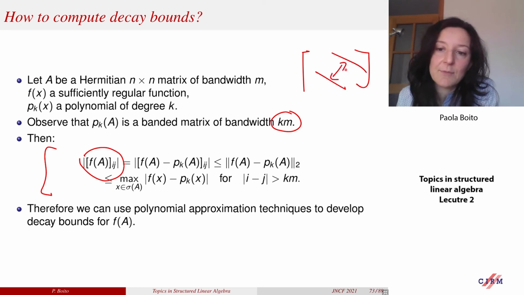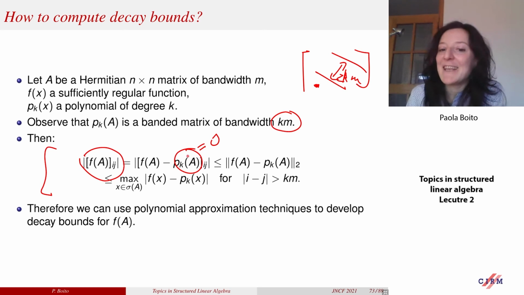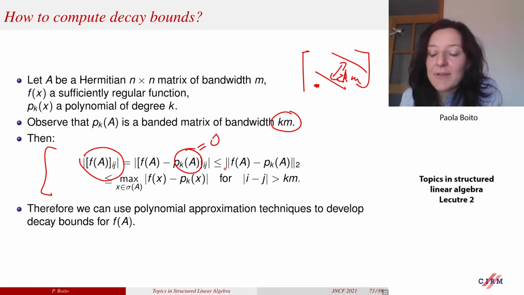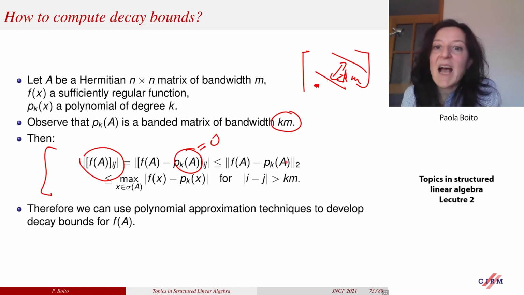Okay, this is km. This is 2km. If I take i, j here, outside the band, this is 0. So we can happily subtract it from this expression, right? There's an equality here. At this point, I can say that this entry is bounded by the 2-norm of f(A) minus p_k(A). Okay? And now A is a Hermitian matrix.